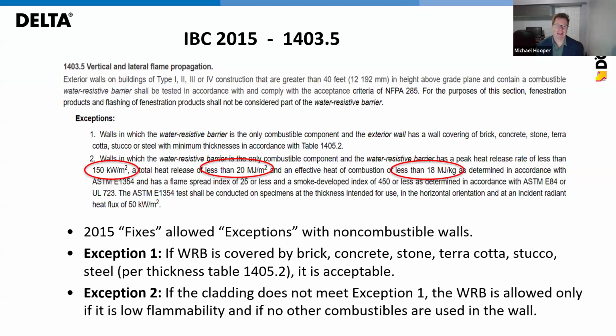So the fixes were really exceptions, but it only worked in non-combustible wall assembly. So there were limitations to what the exceptions were. So basically, if your weather resistive barrier was covered by brick, concrete, stone, terracotta, etc., it is an acceptable assembly. No additional testing is required. If the cladding doesn't meet this first exception, you can use a weather resistive barrier provided it's low flammability, no other combustible materials, as stated in that exception there.